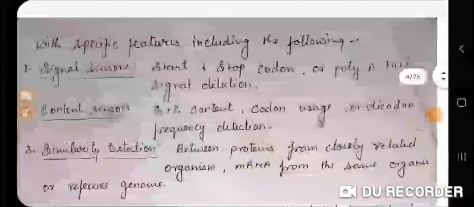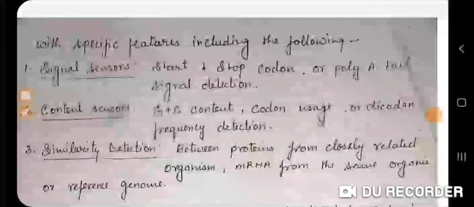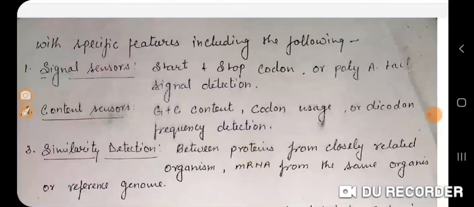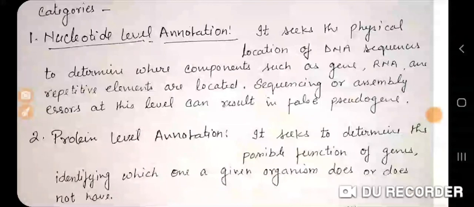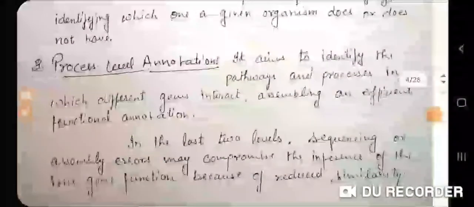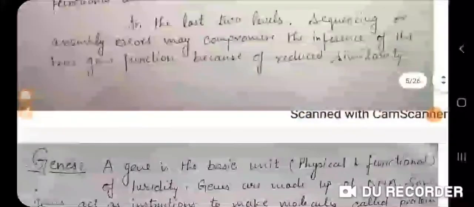So how can we do that? We can use three sensors: signal sensors, content sensors, and similarity detection. Then there are three kinds of annotation level: nucleotide level annotation, protein level annotation, and feature based process level annotation. So this is about the annotations.